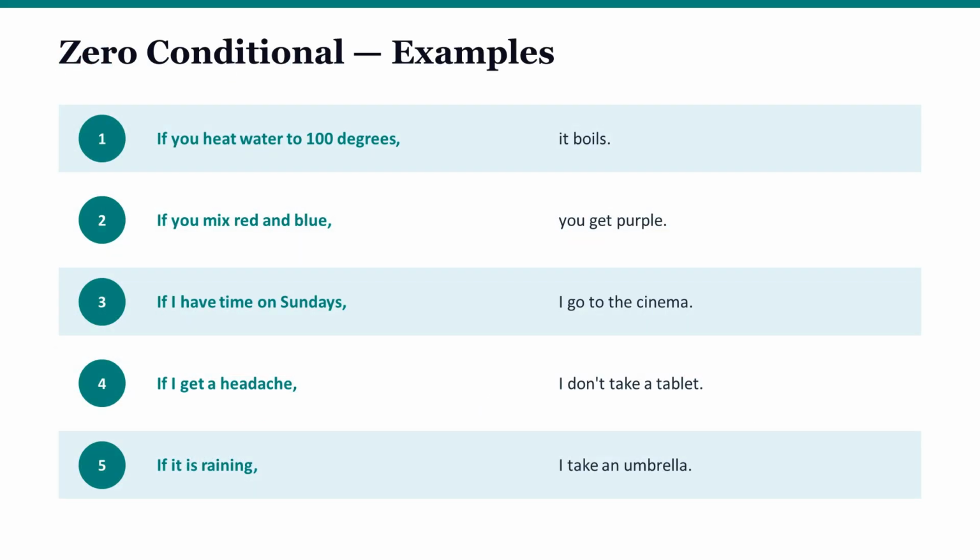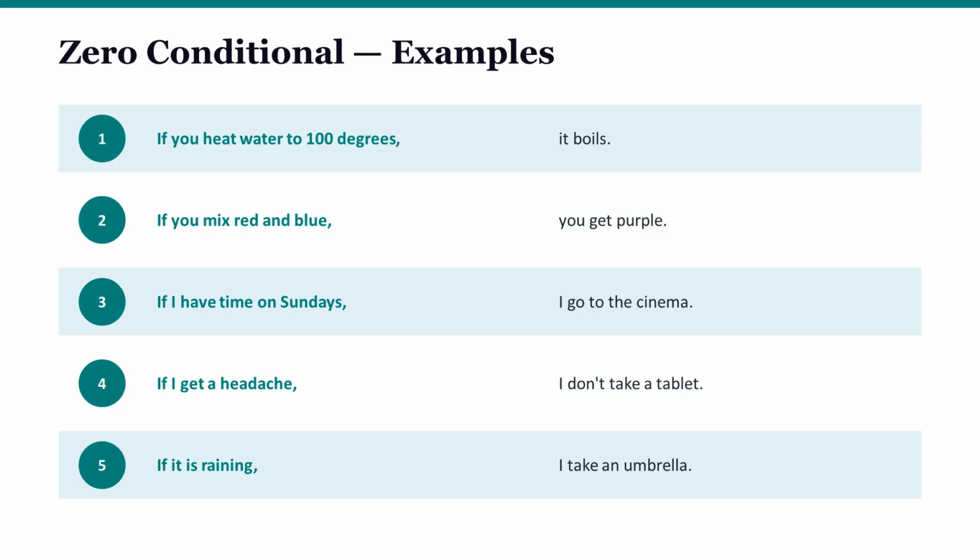Here are some examples of the zero conditional. Example 1. If you heat water to 100 degrees Celsius, it boils. This is a scientific fact, a general truth. Example 2. If you mix red and blue, you get purple. Again, this is always true. Example 3. If I have time on Sundays, I go to the cinema. This describes a regular habit.